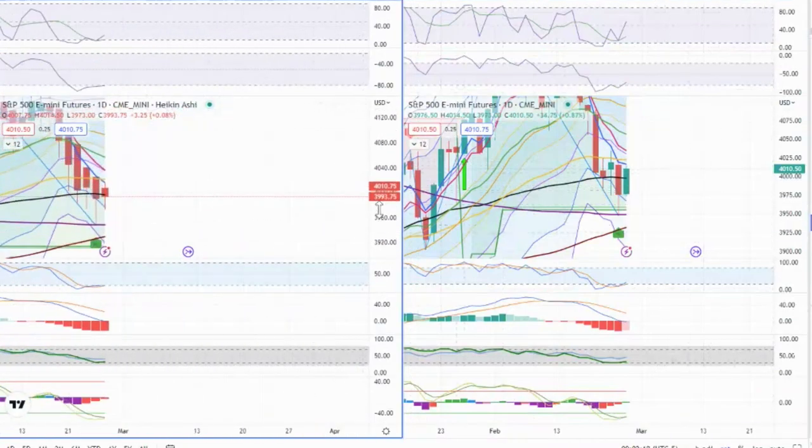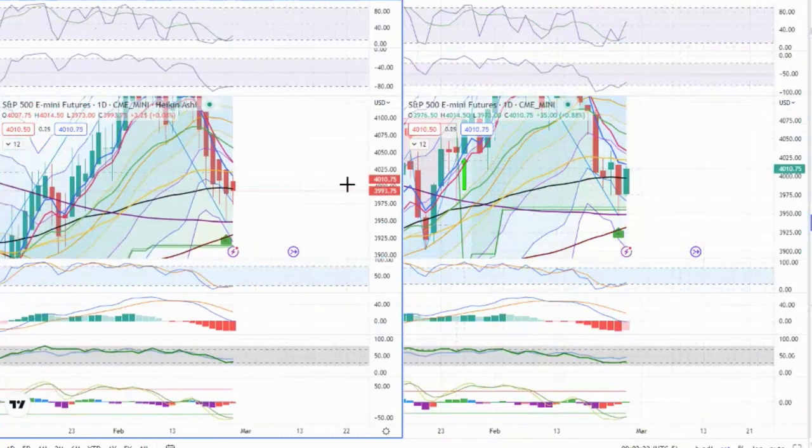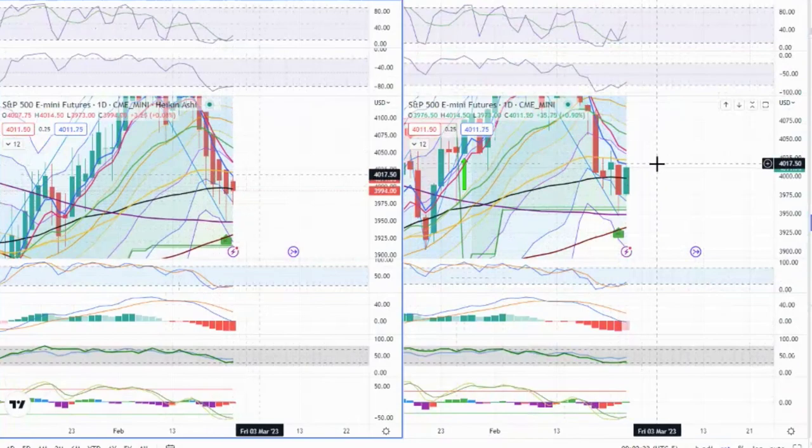By the way, the ES is hitting the 5 on the day on Heikin Ashi, which is more reliable in these kind of situations, I think, because it's an average. However, I would not write off this bounce just yet. Let's see why that is.